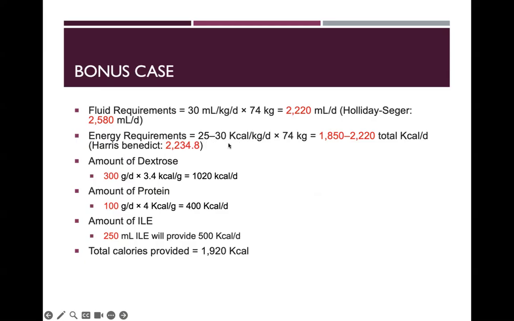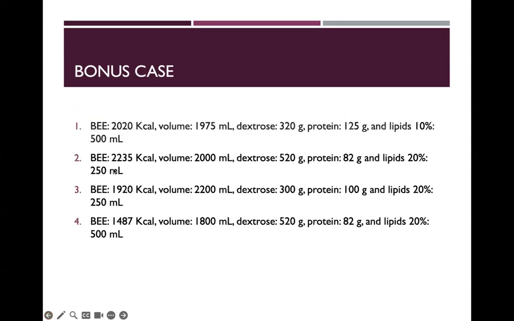But 25 to 30 kcal per kilogram per day for a 74 kilogram person, that's 1850 to 2220. If you use the Harris-Benedict equation, that would be this number. So I know for the TEE, or actually no, that is BEE because I didn't give you a stress factor here, that number should be anywhere between 1800 to 2300, right? So if I go back to the slide before, we narrowed it between number two and number three. I'm looking here, okay, 1920, 2235. So these two are still valid options.